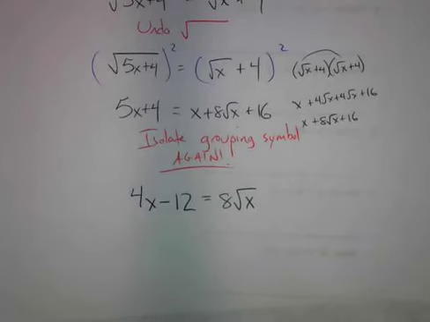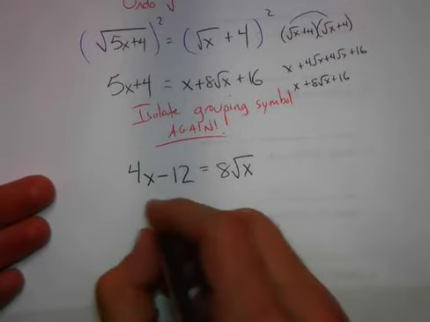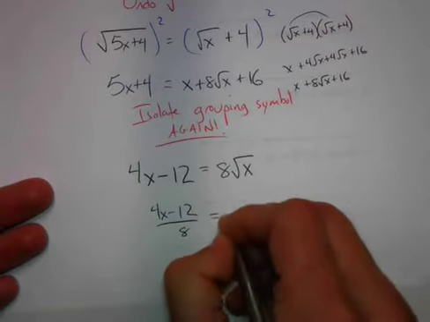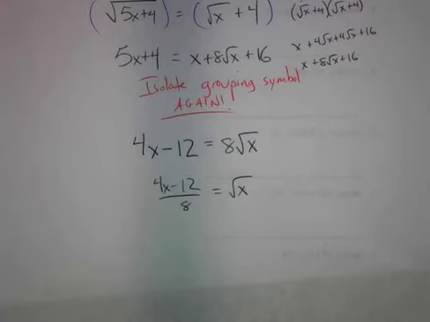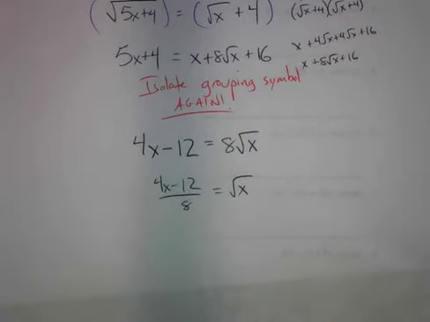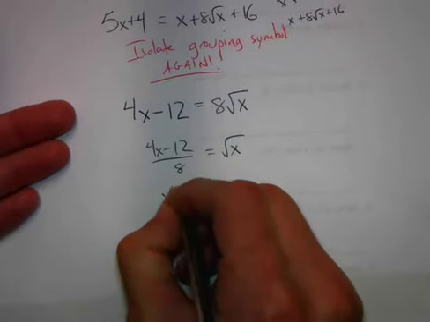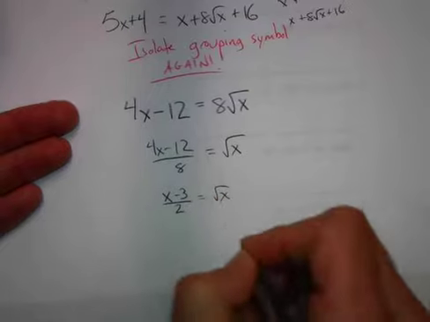Not quite isolated yet. So let's divide both sides by 8. I'm going to divide both sides by 8. So I have this. I almost did this quickly, but I thought better of it. And when I divide both sides by 8, what will I get? If you notice, all these things are divisible by 4, right? So we have x minus 3 over 2 is equal to the square root of x.